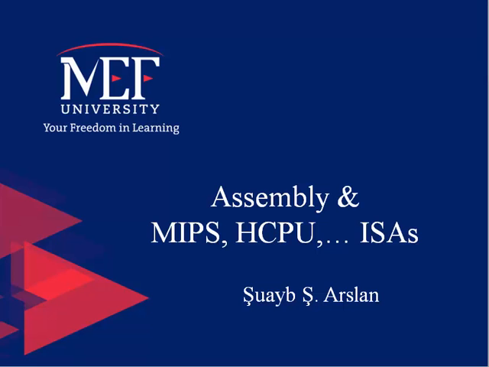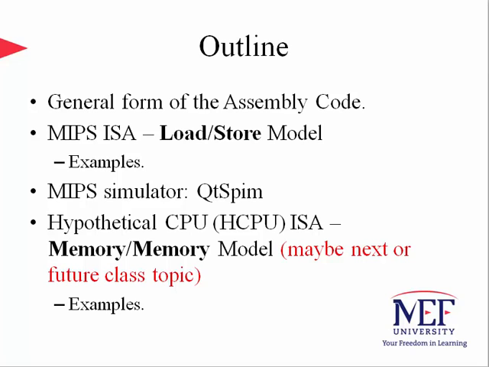So let's go through the outline of today's presentation first. The outline goes: we start with discussing the general form of the assembly code. We'll discuss the MIPS ISA, the load store model, give you some examples, and the MIPS simulator, Qt SPIM. And as I said, the HCPU could later be used, but we're not going to discuss that because we don't have time, but maybe in a future class we can consider that. HCPU, as I said, could later be used as a baseline to architect the MIPS CPU, which can be taught to next year's computer architecture class students. I'll try to assign some work on that to those of you who are interested in it.